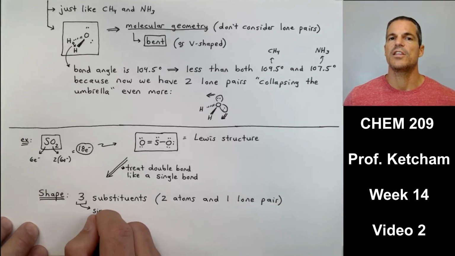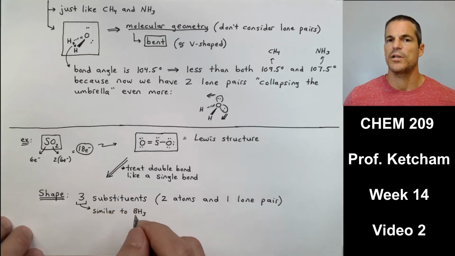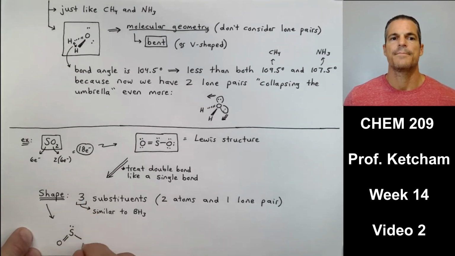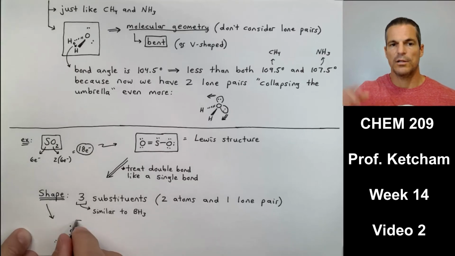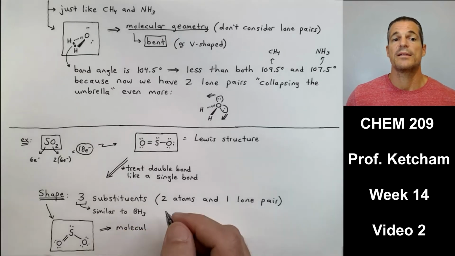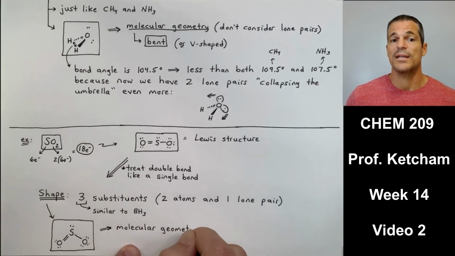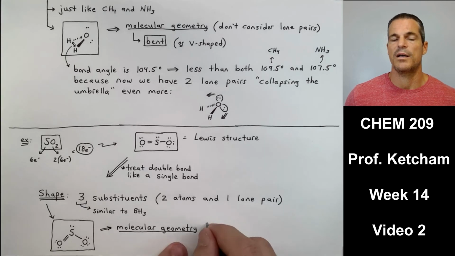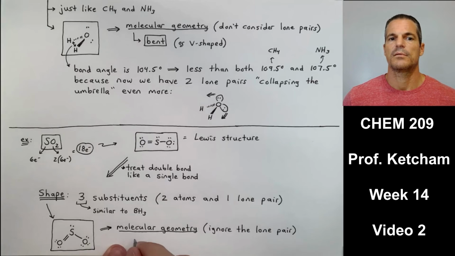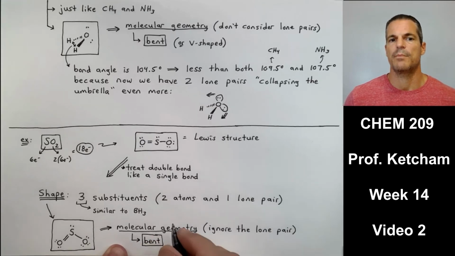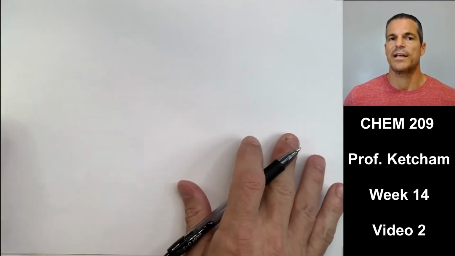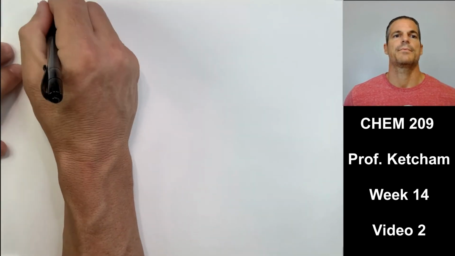So how do we do 3 things? Well, it's kind of like BH3. We can stay in the plane of the paper for 3 attachments. All right, so I've got my sulfur. I like to do my lone pair first, my double bond to the bottom left, single bond to the bottom right. This is sort of like BH3, except one of my H's is a double bond, and one is a lone pair. So this is not a trigonal planar molecular geometry or shape. It is bent. And again, we ignore the lone pair when we write down the name of the molecular geometry of the shape.